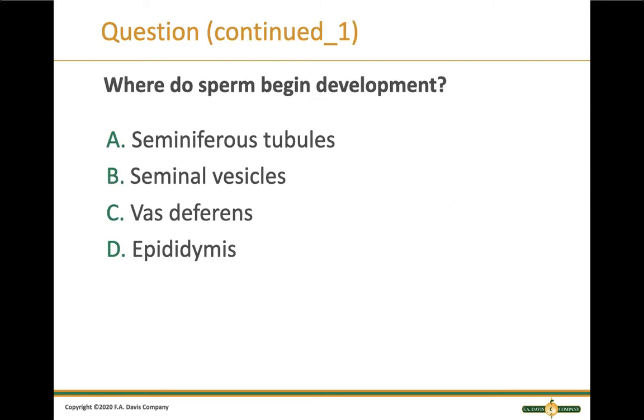So where do sperm begin development? And the correct answer is seminiferous tubules. Seminal vesicles are making the majority of the seminal fluid. The vas deferens transport sperm. The epididymis is where they finish development.